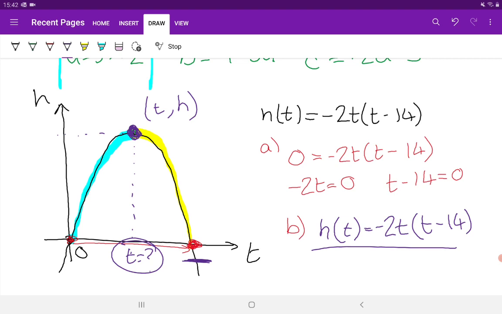So for instance, if I put in when t is 1, so after 1 second, the height is going to be minus 2 times 1 times 1 minus 14. So that's minus 2 times minus 13. So the height would be 26 meters, because the coordinate of that point is (1, 26). So every coordinate gives you the time taken and the height of the rocket at that time. So hopefully that helps, but if not, let me know.